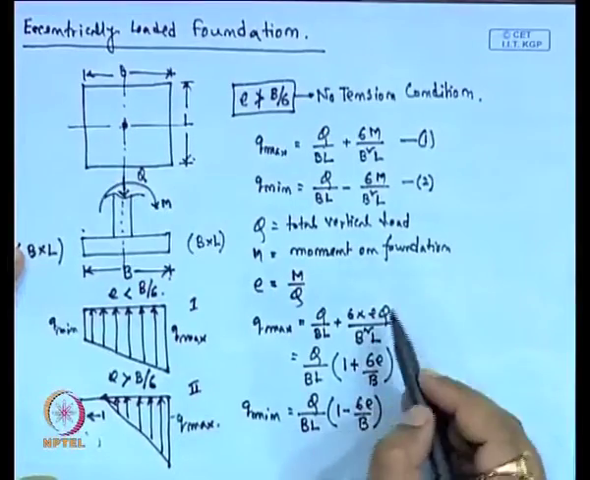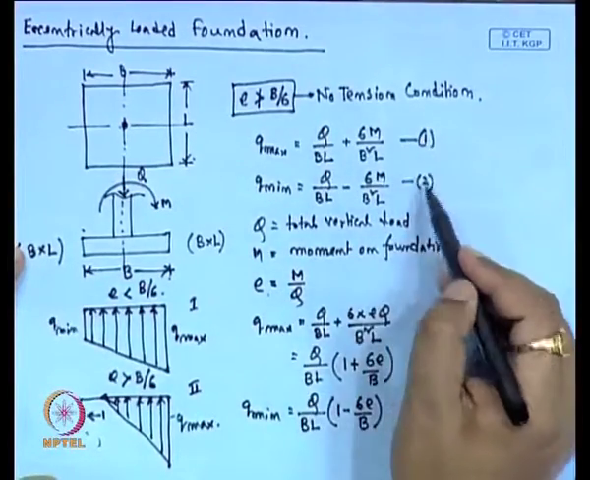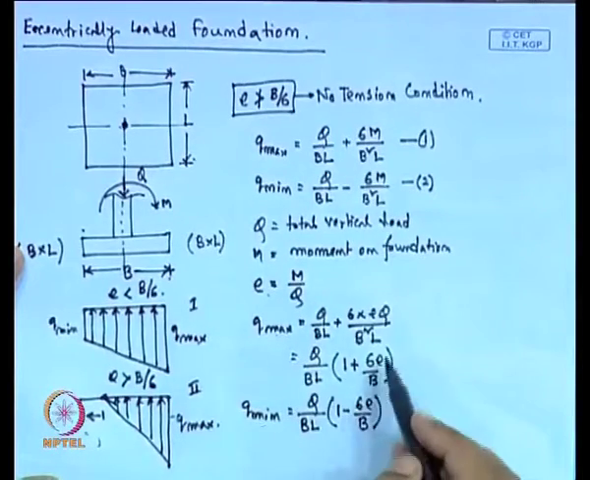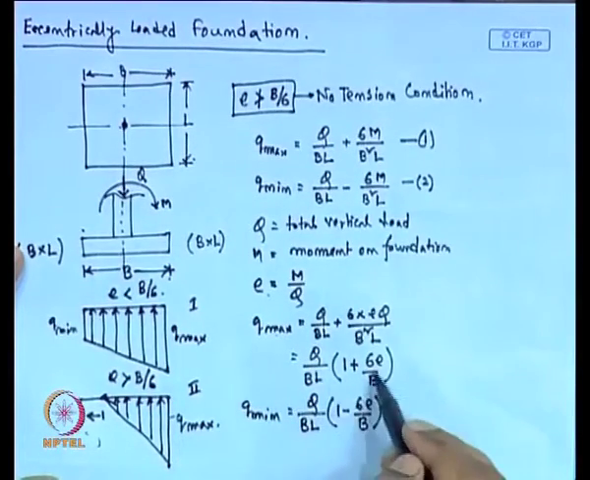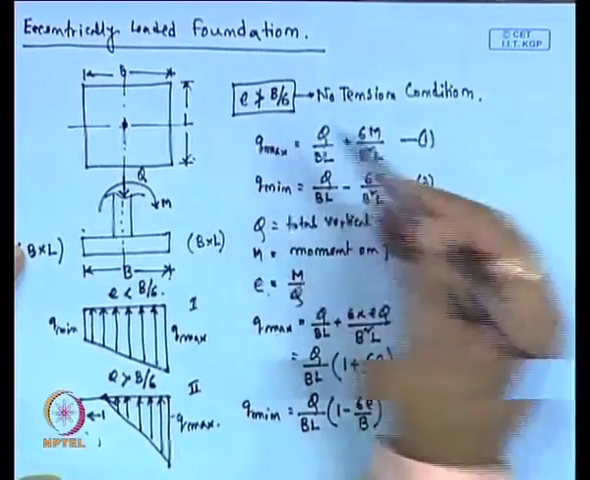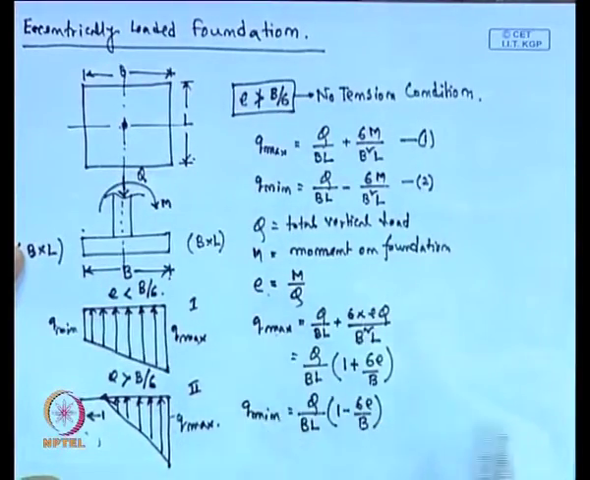So, that means by putting this E value in equation 1 and 2, we will get the Q max and Q min in terms of Q, B, L and E. So, first we will check this condition, then we will calculate Q max and Q min.